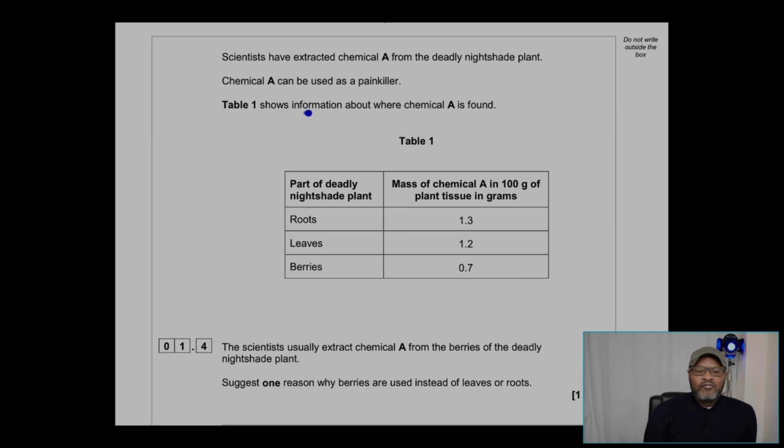Table 1 shows information about where chemical A is found in parts of deadly nightshade plants that we're looking at: the roots, leaves, and berries. Mass of chemical A in 100 grams of plant tissue, in grams. We're talking about 1.3 of these. From the root, leaves is 1.2, berries is 0.7.